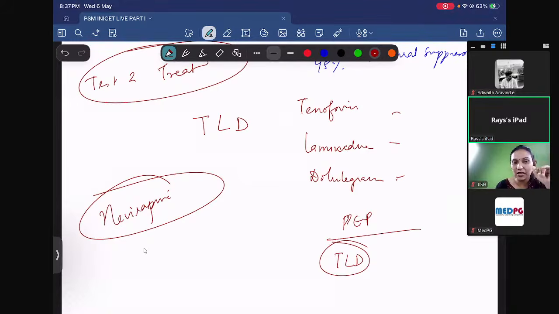The regimen is the same: TLD, tenofovir, lamivudine, and dolutegravir. But WHO usually recommends the TED regimen, that is, emtricitabine is given. But it's okay in the questions. NACO says TLD, so you can go with TLD.